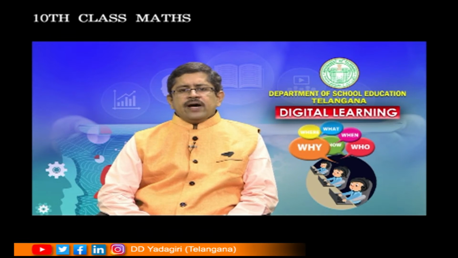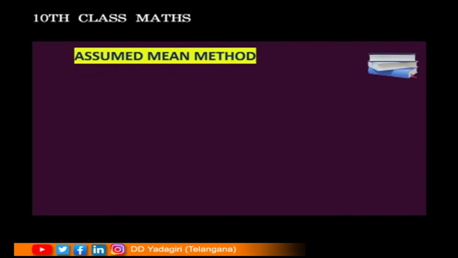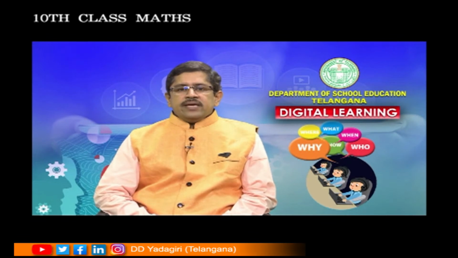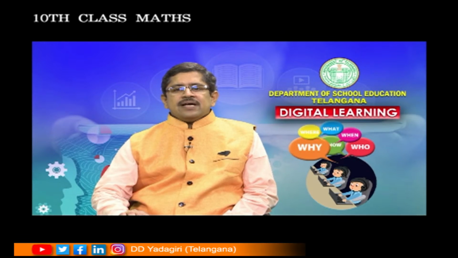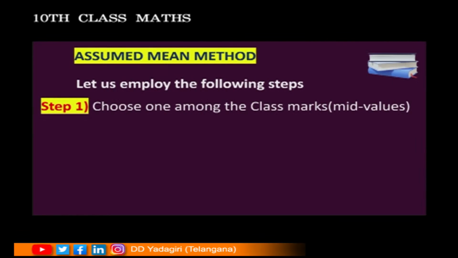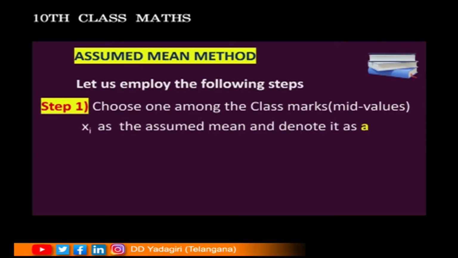By the name assumed mean method, you are going to make an assumption of the mean. So, we follow some basic steps in the assumed mean method. Let us employ the following steps. Step 1, choose one among the class marks or mid values xi as the assumed mean.